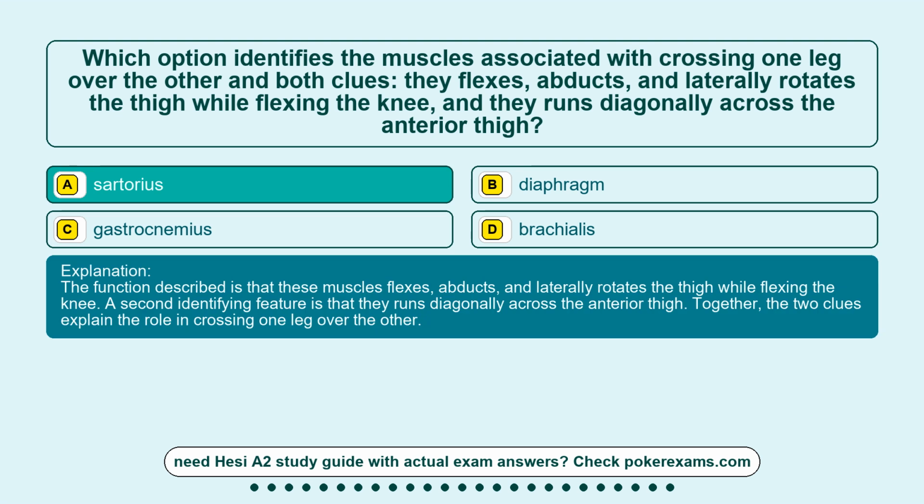The function described is that these muscles flex, abduct, and laterally rotate the thigh while flexing the knee. A second identifying feature is that they run diagonally across the anterior thigh. Together, the two clues explain the role in crossing one leg over the other.